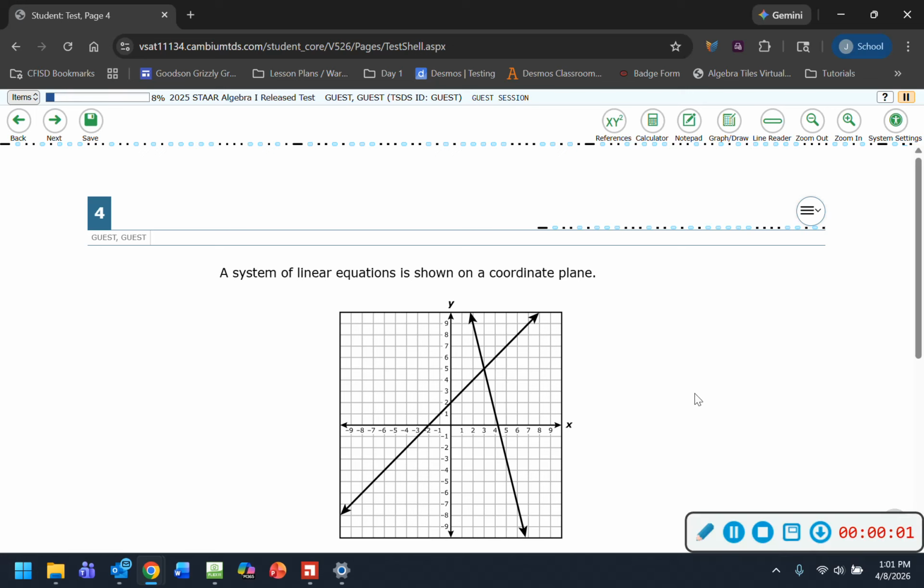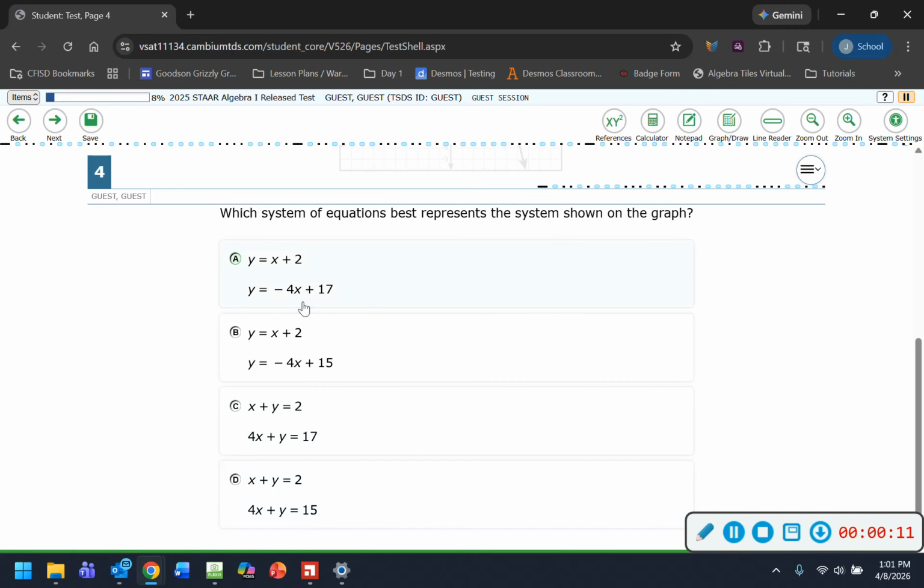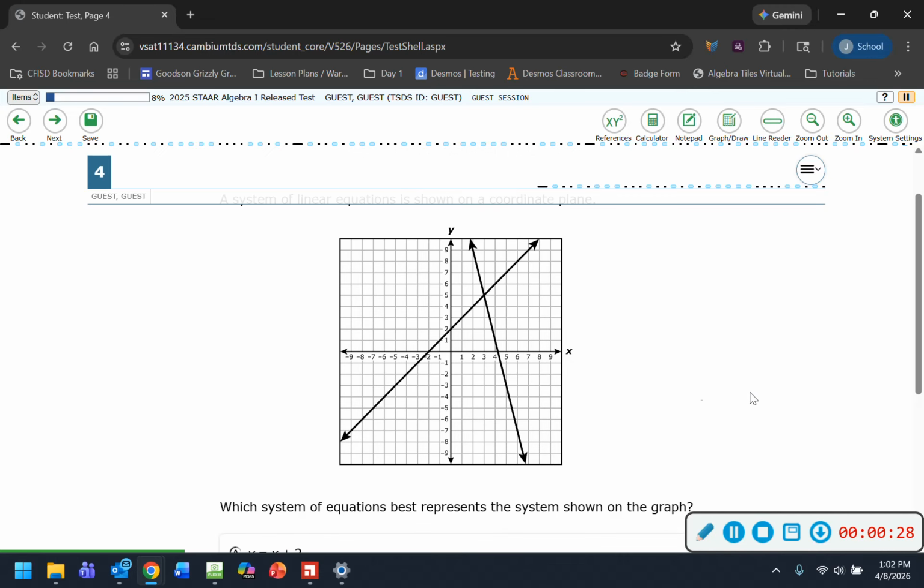All right, number 4, we're going to have to figure out the slope and y-intercept for these two lines on the grid, and we need to match them up with the answer choices. Two of our answer choices are already in slope-intercept form, so we can immediately compare with our slope and y-intercept, but two of them are in standard form, so if we don't see our answer, we'll have to convert them and check with our slope and y-intercept again.